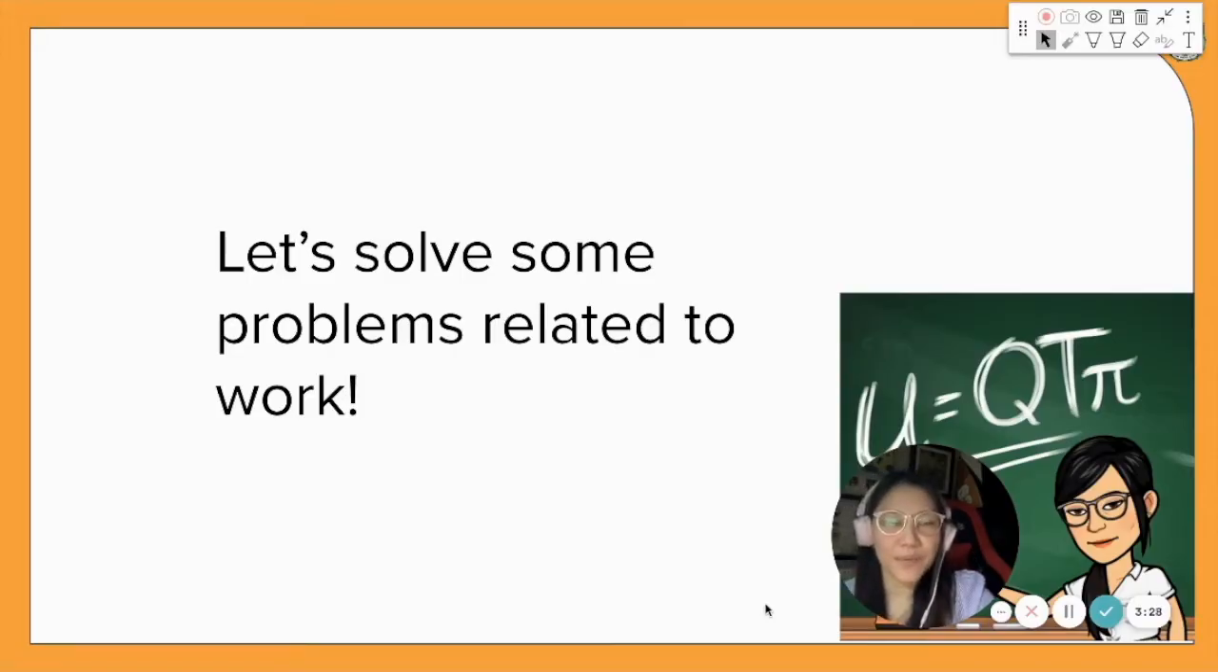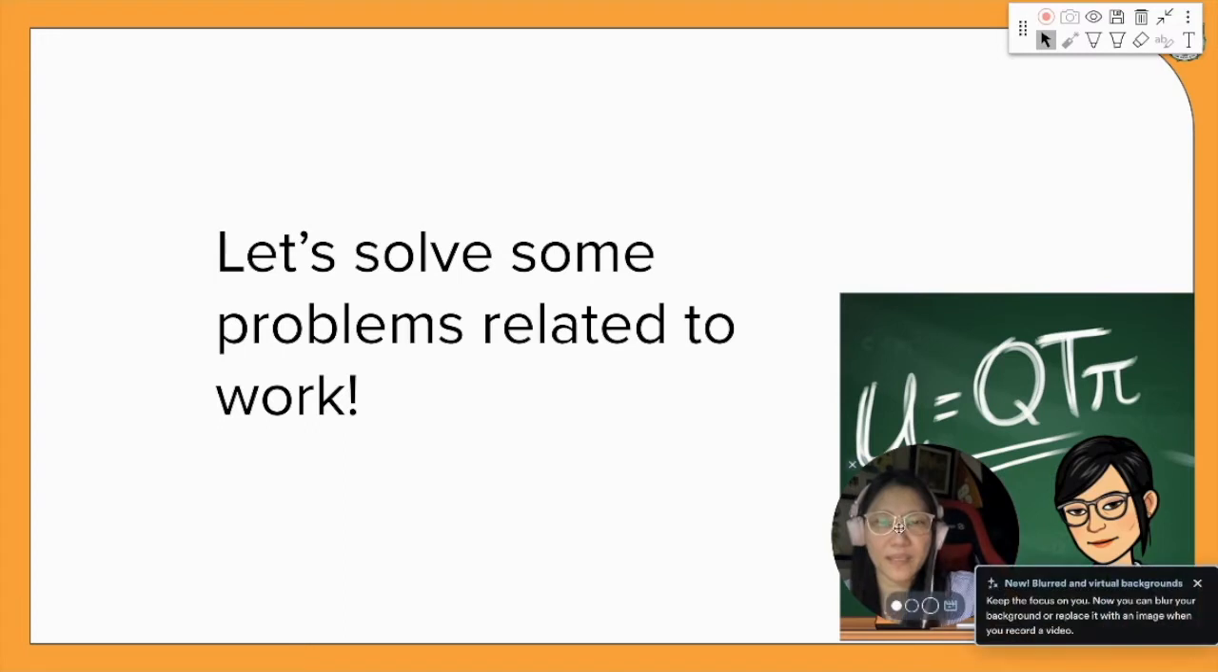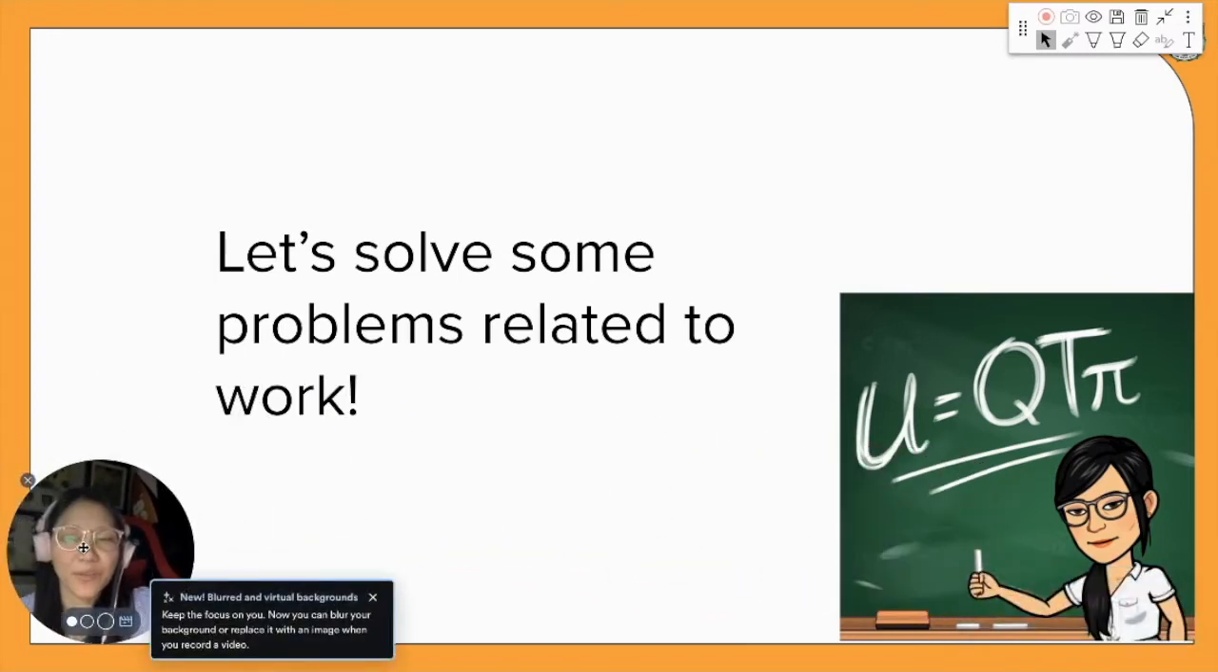So for today, we'll actually be solving some problems related to work. Now, there are actually three conditions for which work is done. The first one, there must be a force present to do the work. Number two, the force must be able to move the object. And number three, the motion of the object must be parallel to the force.